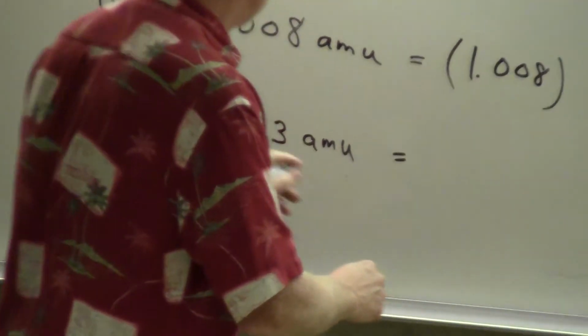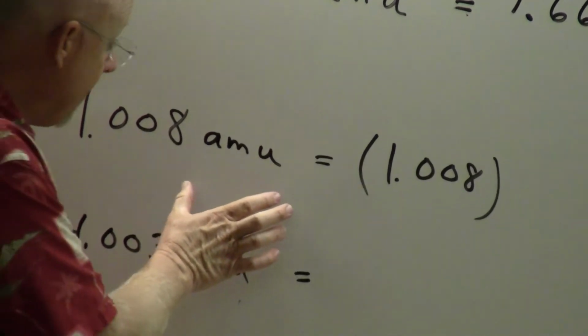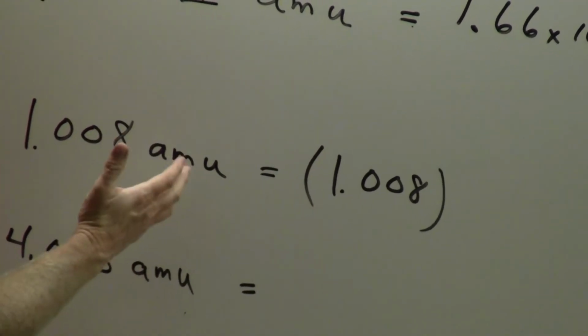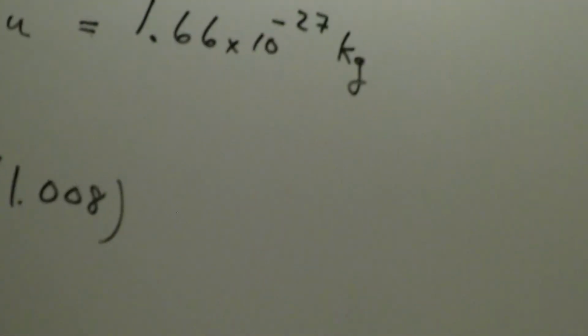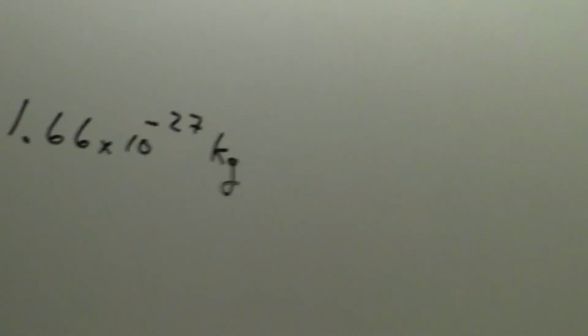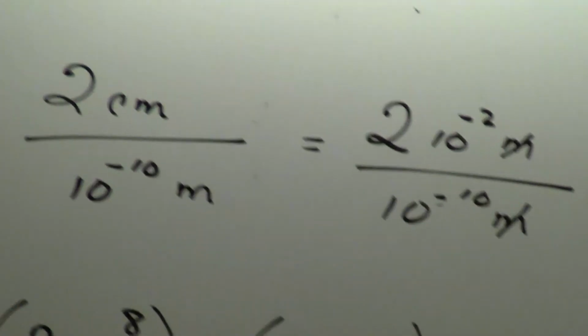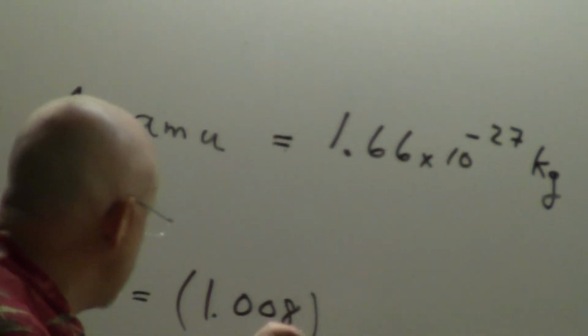1.008 is this number. And as I've said throughout the semester here, to convert units, treat your units just like you would a number. And you saw me do that a moment ago with centimeters. I just put the centa as a number, 10 to the minus 2. And I'm going to do that again here. I'm going to treat something that is probably new to most of you, this atomic mass unit, and I'm just going to do the unit conversion.